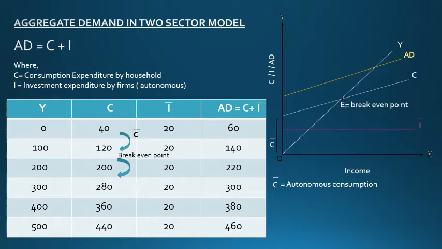There is a point where income and consumption are equal. This particular point is indicated by point E, which is known as the break-even point.